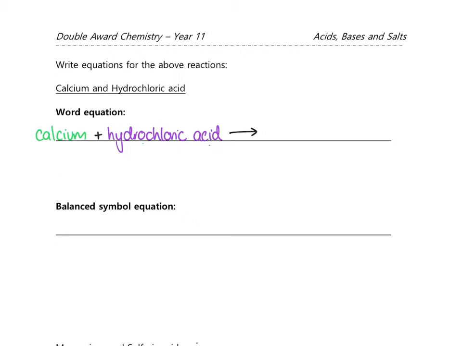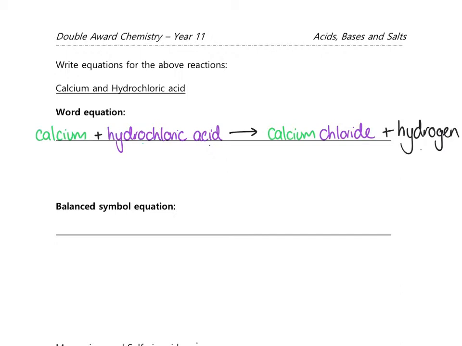So the first part of the name of your salt comes from the metal, so that's calcium. Second part of the name of your salt comes from the acid. Hydrochloric acid changes to chloride, so it's calcium chloride. What's the other product? Look to your general equation. It's hydrogen. Your general equation will help you with that, and then you just have to name your salt from the metal and the acid that we used. Okay, so now it's time to write our balanced symbol equation.